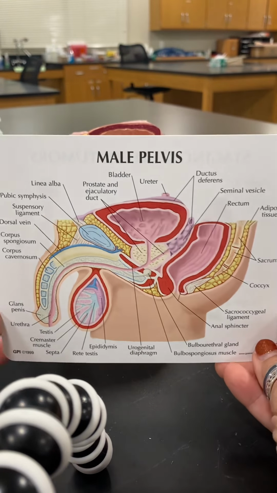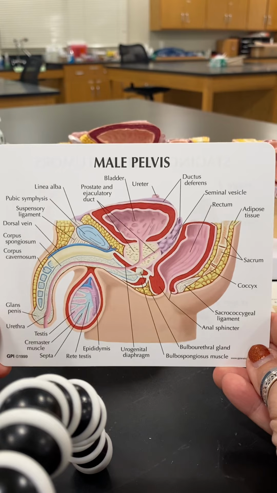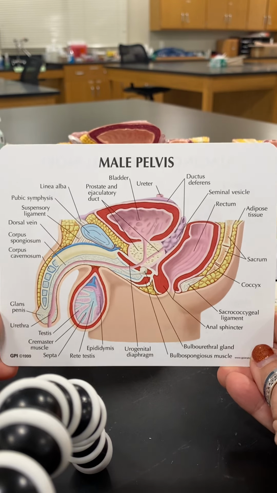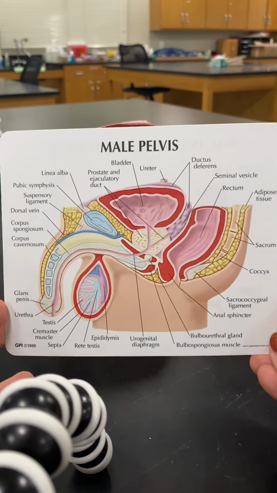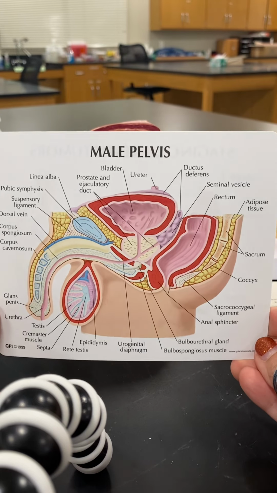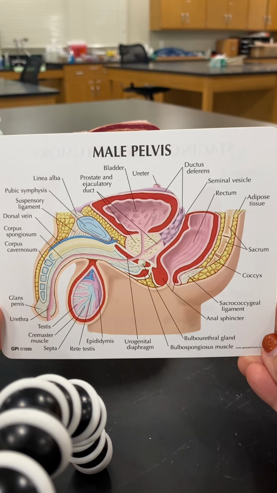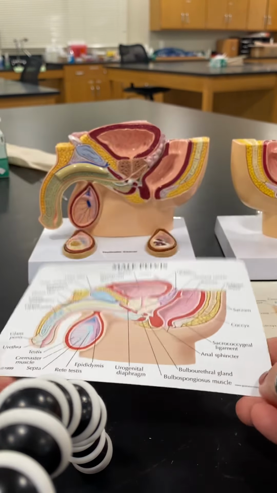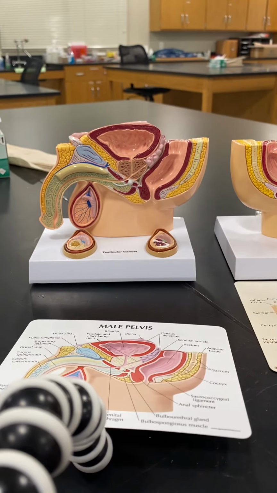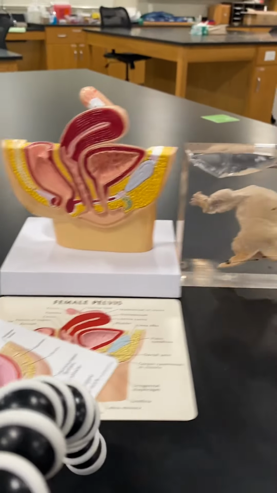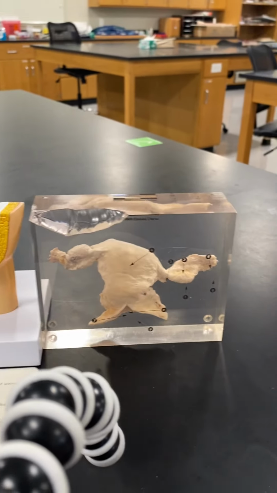Hello, this is Dr. Malescu, and I'm here in the lab and wanted to show you some of my lab models for the male and female reproductive system for my Anatomy and Physiology 2 students. So this is the lab model that I have. I have one for the male, one for the female, and then of course I've got a uterus here.